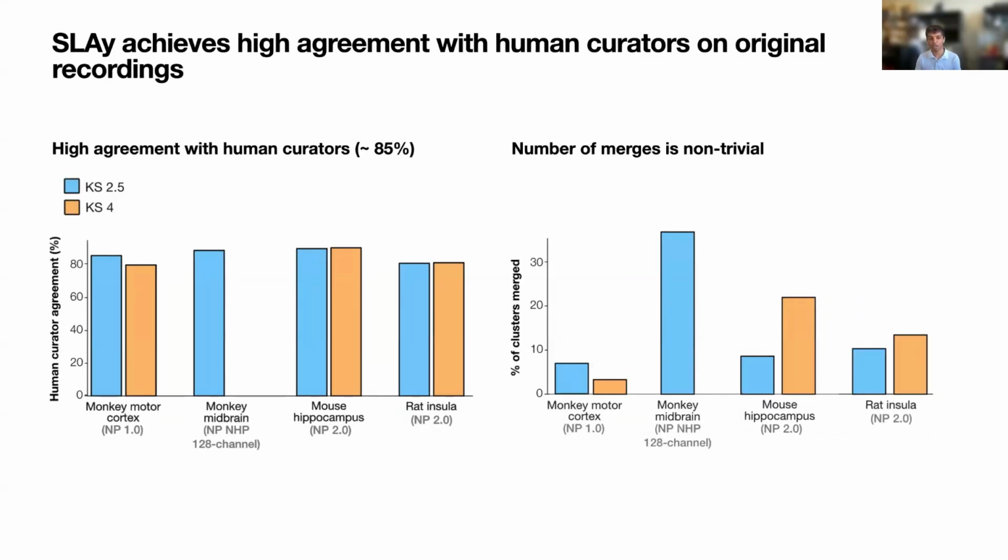And then we also quantified our algorithm's agreement with human curators on the original recording. So this is without the artificial oversplits that we introduced. And we found that SLAY achieved very high agreement with human curators, about 85%. And this is with a single set of parameters across all 4 recordings. And we also found that the number of merges is non-trivial, so it can be anywhere from 10 to 30%. And there doesn't seem to be a clear pattern where Kilosort 4 is resulting in less oversplitting than Kilosort 2.5, for example.